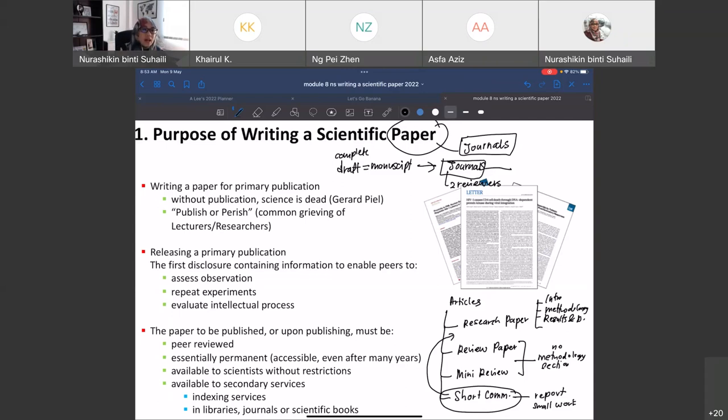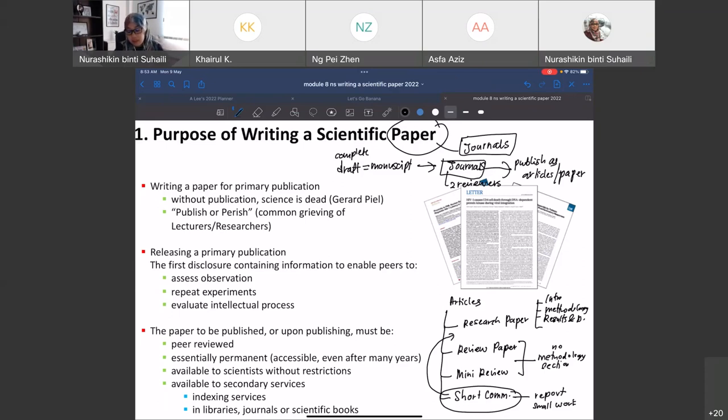Okay, so you can see how thorough the process is. Once the manuscript is acceptable, and only then, the journals will publish. And once it is published, the manuscript is called an article, okay? Published as article or papers. So that's the process of reviewing the article.